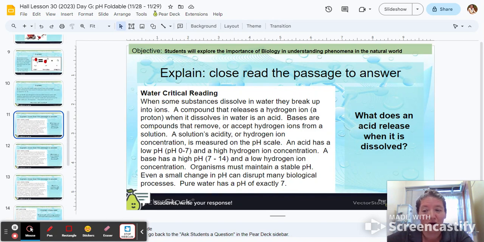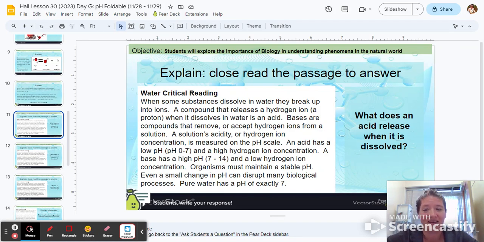All right, so on our next piece here, we want to read through, and then we have a couple of questions. So it says, when some substances dissolve in water, they break up into ions. A compound that releases a hydrogen ion, a proton, when it dissolves in water is an acid. Bases are compounds that remove or accept hydrogen ions from a solution. A solution's acidity or hydrogen ion concentration is measured on the pH scale.